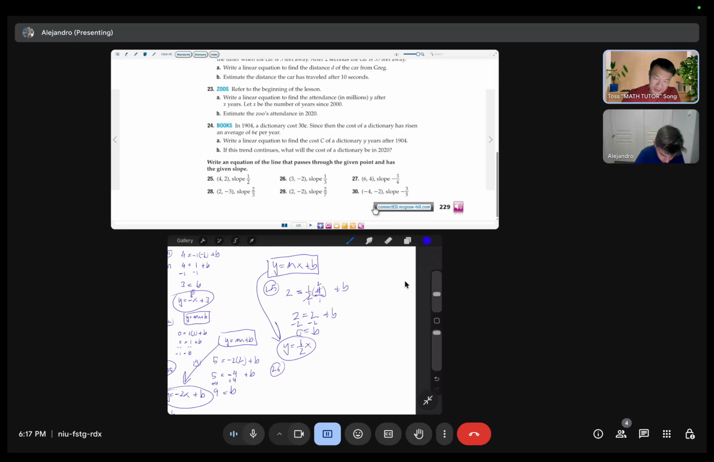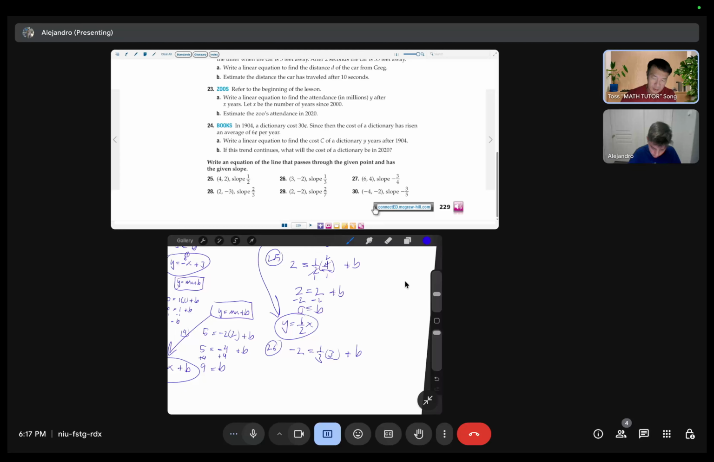So y = mx plus b again. Y is -2. M is 1/3. X is 3 plus b. Okay, 1/3 of 3 is 1. 1/3 of 3 is 1, plus b, -2.